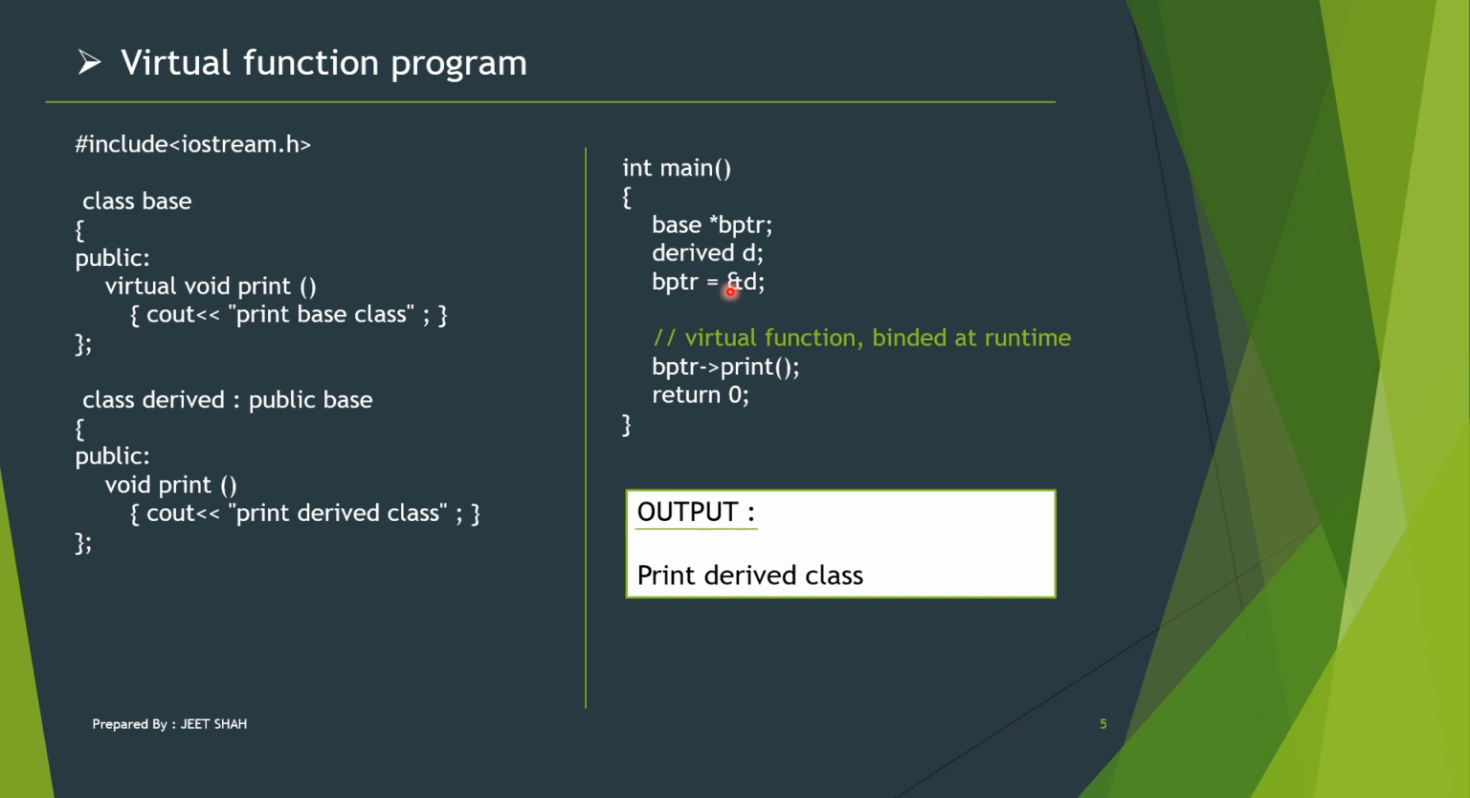Now we give the address of D to BPTR. So it means that we give the address of the object, which is the object of the derived class, to the pointer type variable of the base class. So in short, when we write BPTR print, it will call the function which we made in the derived class, which will print derived class. So at last, in the output, finally we get print derived class.